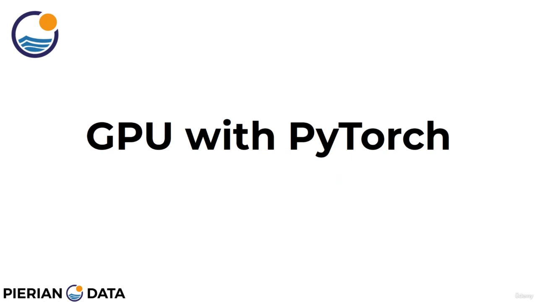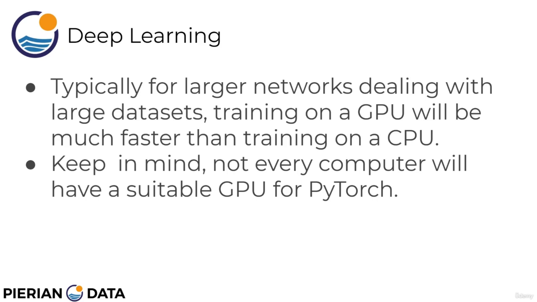Welcome back, everyone. In this lecture, we're going to begin discussing using GPUs with PyTorch. Typically, for larger networks dealing with large datasets, training on a GPU, that is a graphical processing unit, will be much faster than training on just a normal CPU. Keep in mind though, not every computer will have a suitable GPU for PyTorch, so there will be certain restrictions on your hardware in order to actually use GPU for PyTorch.